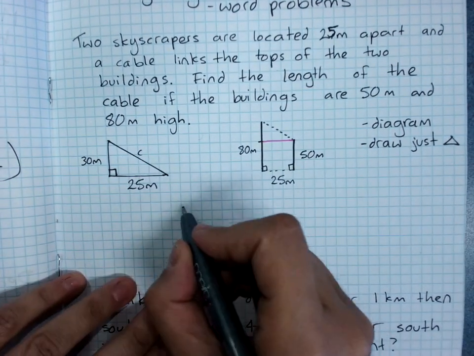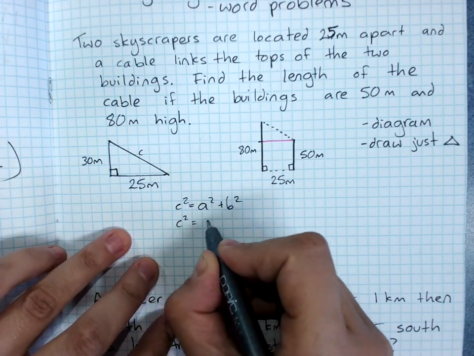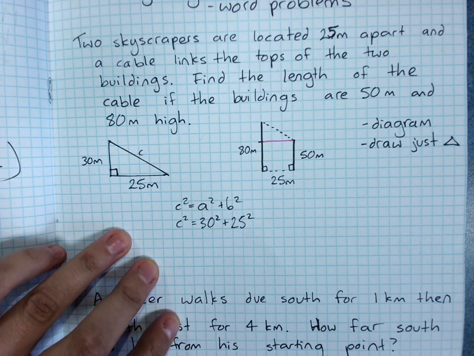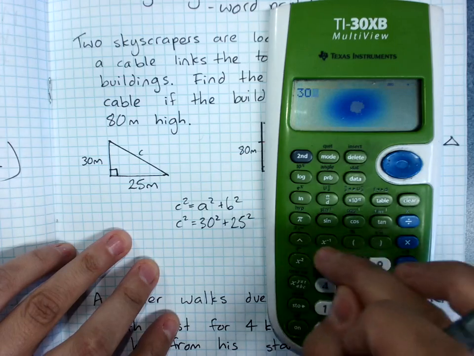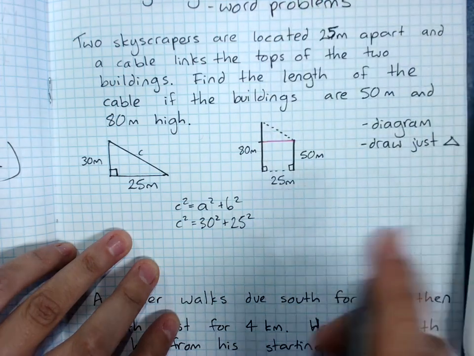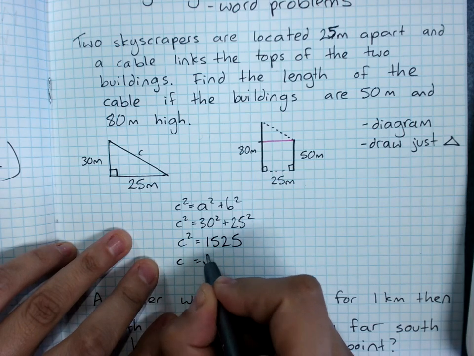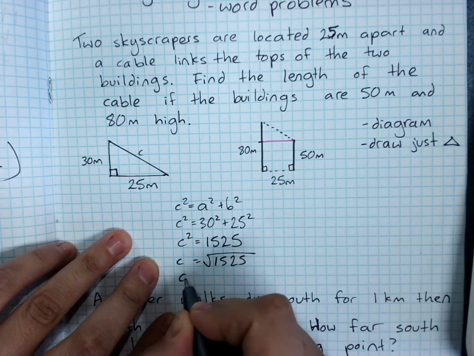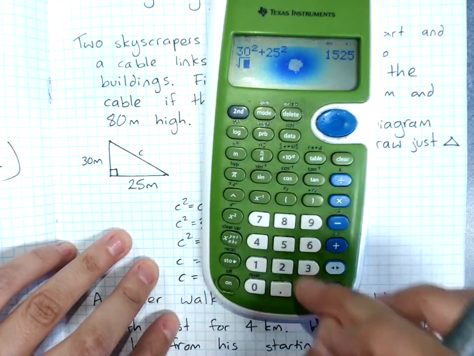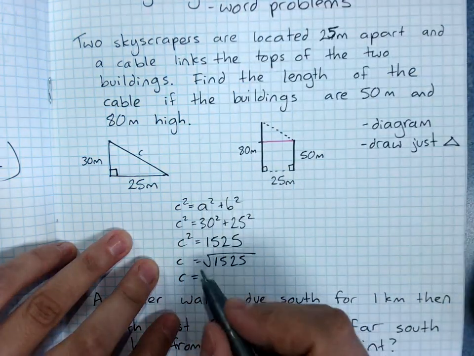I'm finding the hypotenuse. C squared equals A squared plus B squared. C squared is 30 squared plus 25 squared. At this point, you can grab your calculator. 30 squared plus 25 squared. C squared is 1525. C is the square root of 1525. So C, keeping your equal signs lined up there, square root of 1525, 39.05 meters.